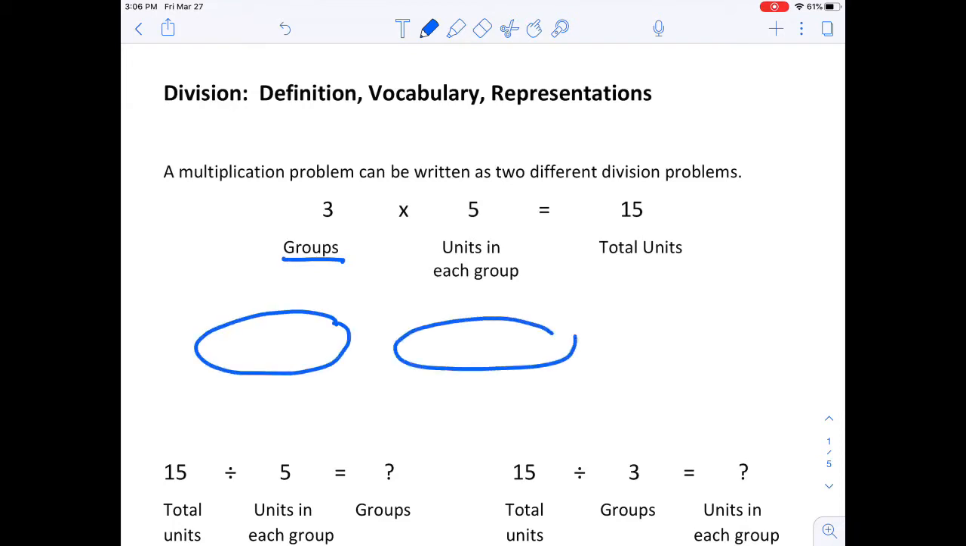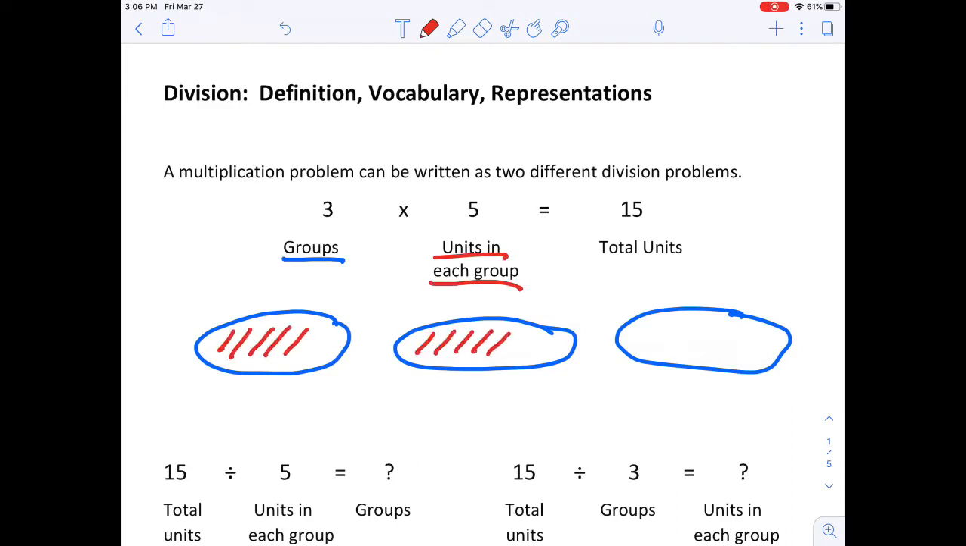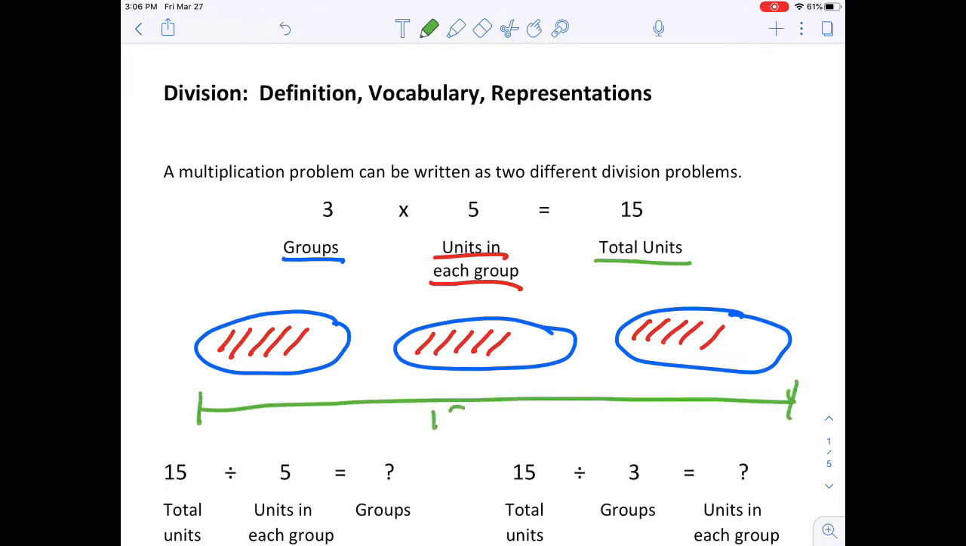and I could draw 3 groups. If I have 5 units in each group, then I populate each group with 5 units. And then finally, I can think about the answer, or the total number of units, as 15 total units.